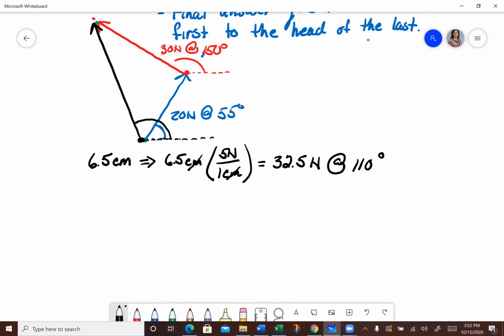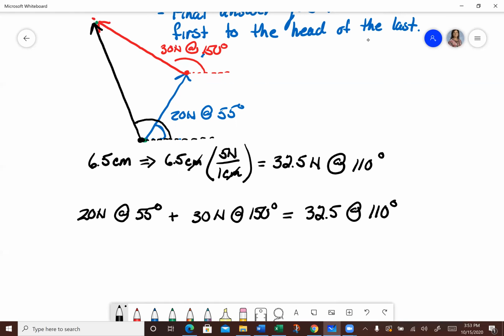So if I were to write those in words, I would say when I add 20 newtons at 55 degrees to 30 newtons at 150 degrees, I'm expecting an answer of 32.5 at 110 degrees.